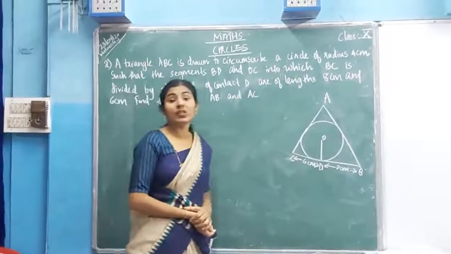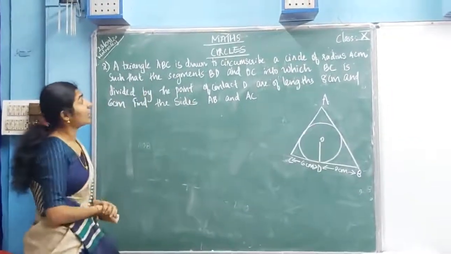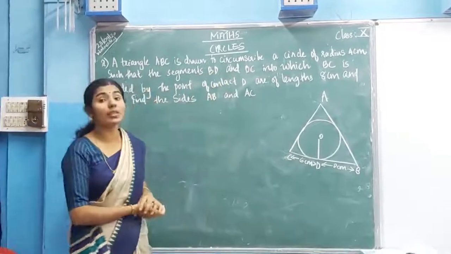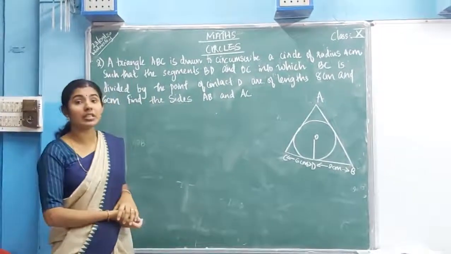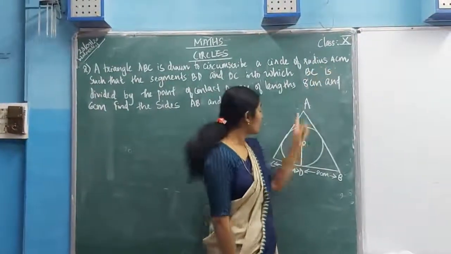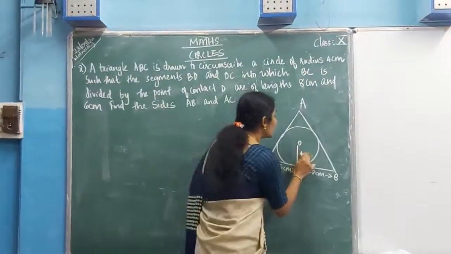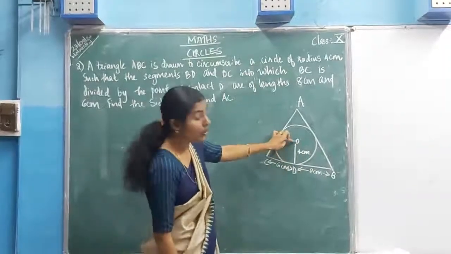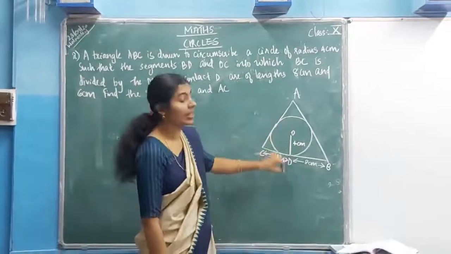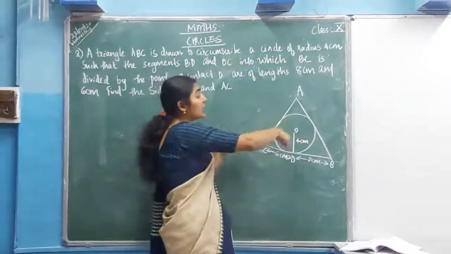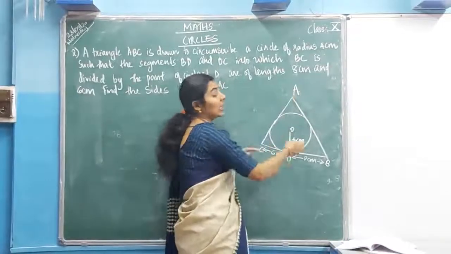Now you see the next question. A triangle ABC is drawn to circumscribe a circle of radius 4 cm. What does that mean? There is one circle. Its radius is 4 cm. So first of all you should draw one circle. O is the center, so OD is the radius. The radius is 4 cm. By covering this circle, they are drawing one triangle.